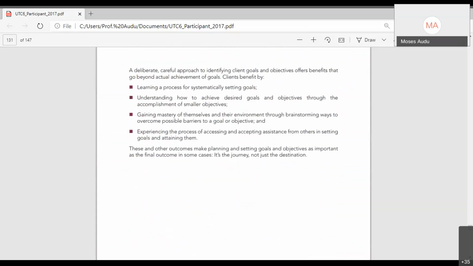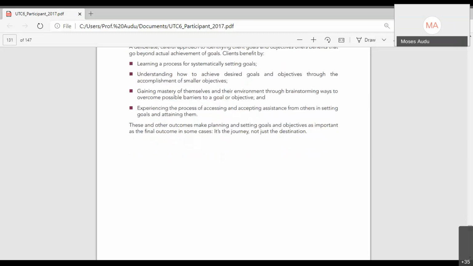And then a deliberate, careful approach to identifying client goals and objectives often offers benefits that go beyond actual achievement of goals. Clients benefit by, one, learning a process for systematically setting goals. And setting goals with the client helps them to know that you don't just jump and say, okay, I want to do this. How do you get there? You must be able to break it into objectives, and you must be able to take steps to attaining your goals. And then understanding how to achieve desired goals and objectives through accomplishment of smaller objectives.